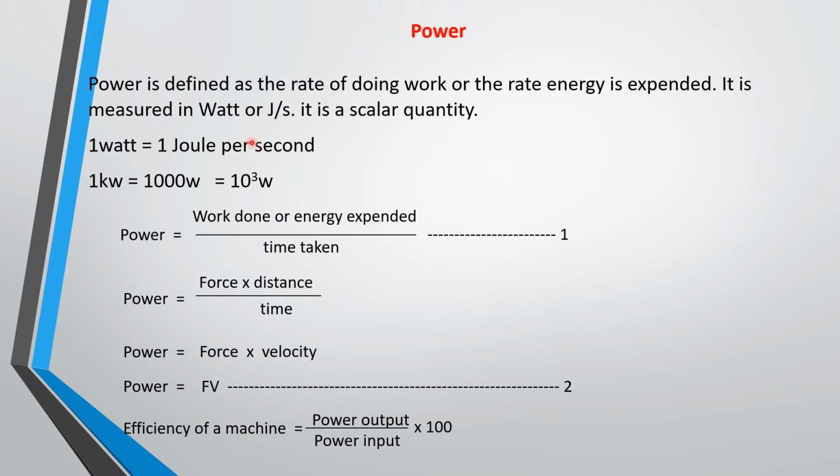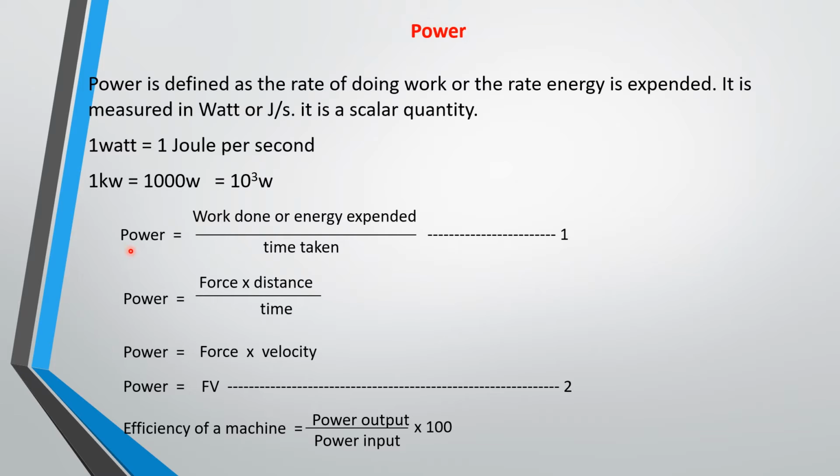It is measured in watts, or the SI unit is joule per second, and it is also a scalar quantity. So 1 watt is equal to 1 joule per second, and 1 kilowatt is equal to 1000 watts, which is 10 raised to power 3 watts.